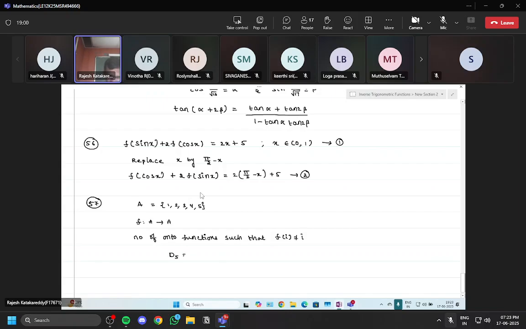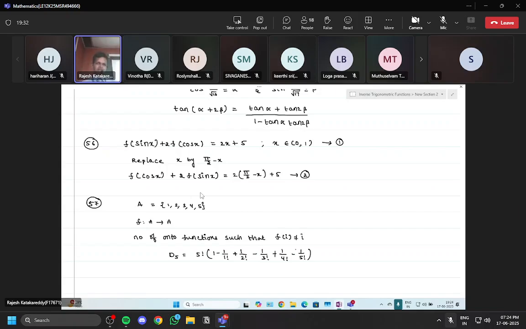D5 is equal to 5 factorial into 1 minus 1 by 1 factorial plus 1 by 2 factorial minus 1 by 3 factorial plus 1 by 4 factorial minus 1 by 5 factorial. One moment. The signs alternate, plus and minus. If I solve this, I am getting the answer as 44. Clear? So this is a problem based on derangements.